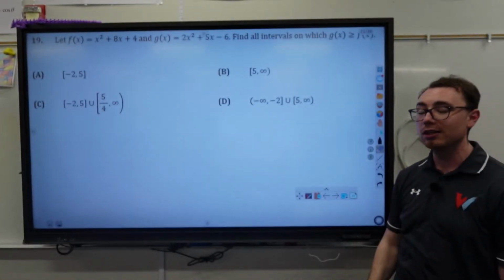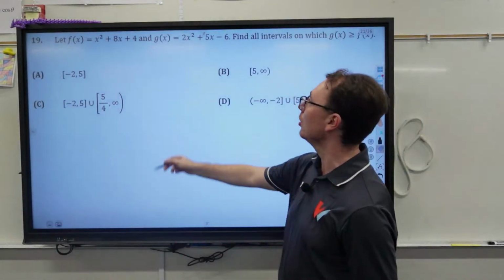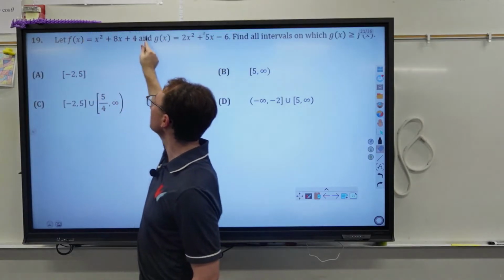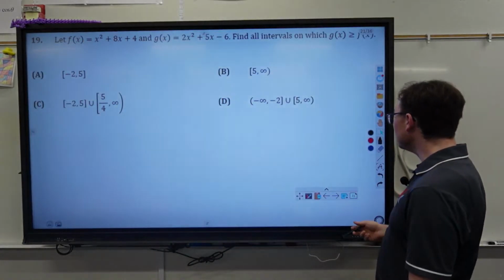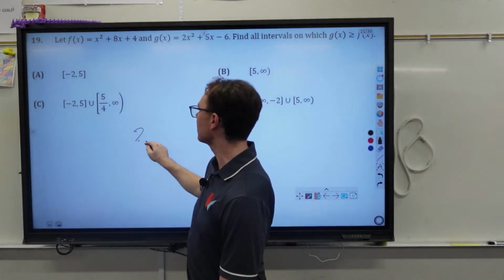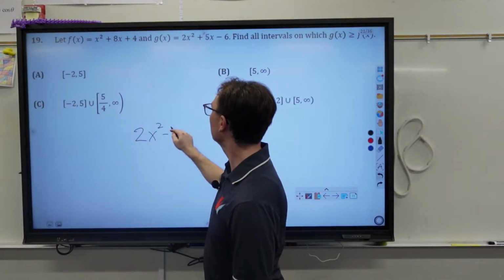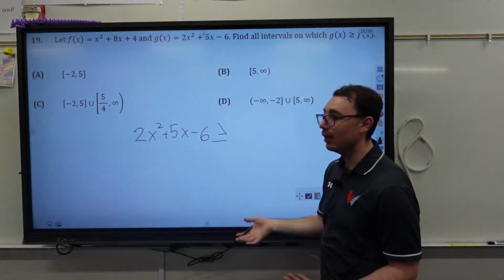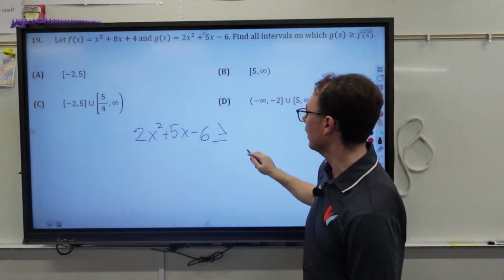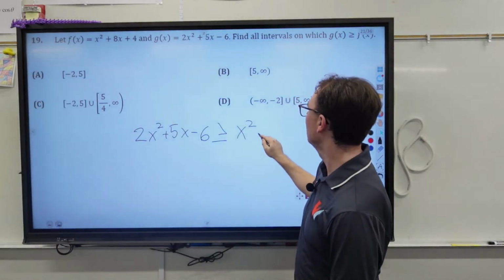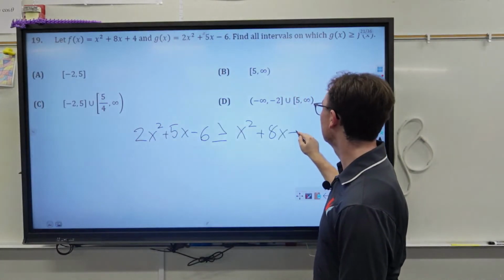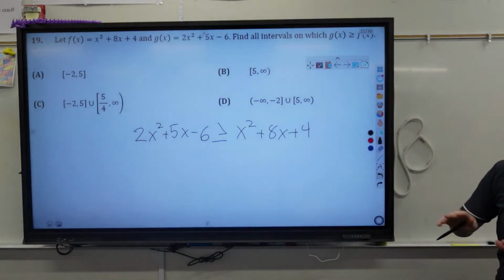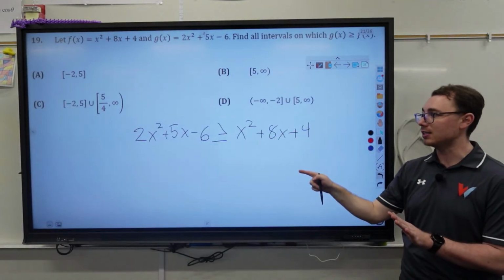For this problem, all we're really trying to do is find when this value is greater than this value. So we want to say 2x squared plus 5x minus 6 is greater than or equal to our f of x, x squared plus 8x plus 4. Now we could just solve this right off the bat and make an attempt to find these.